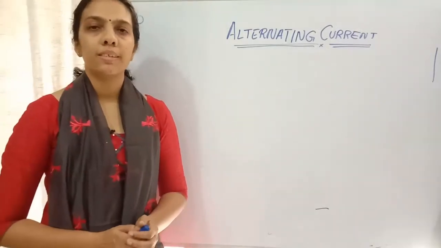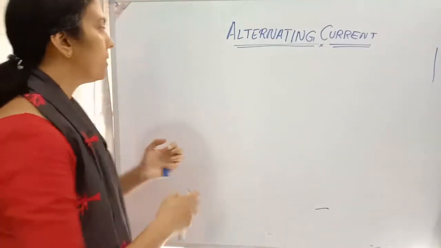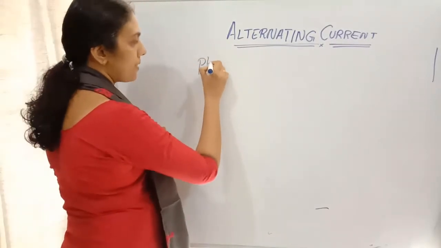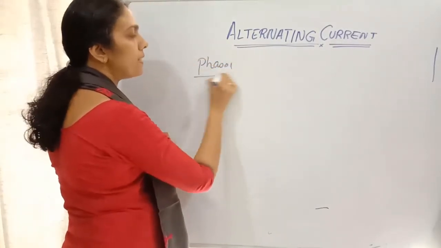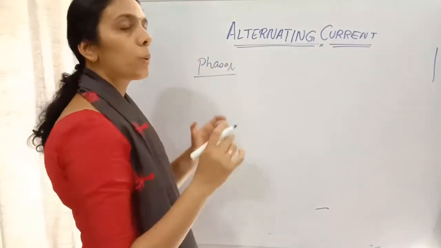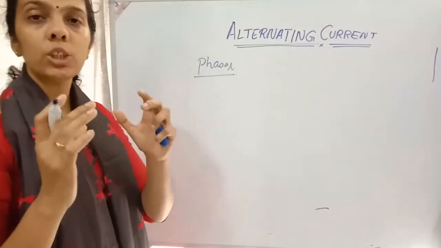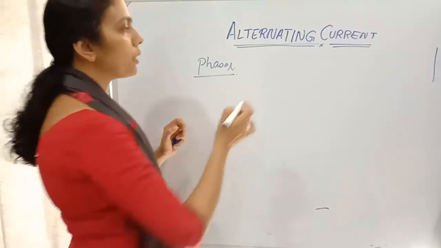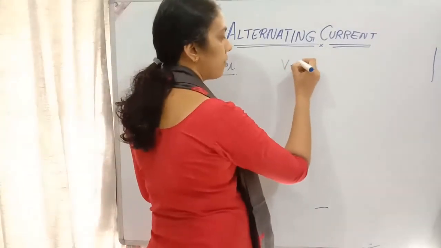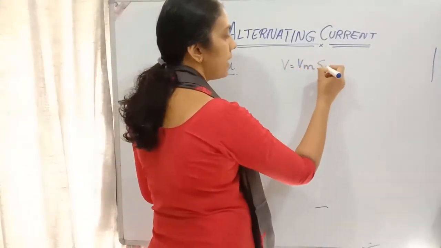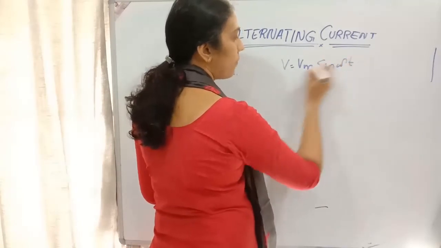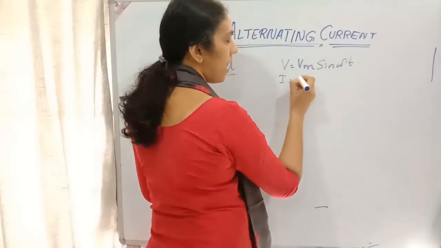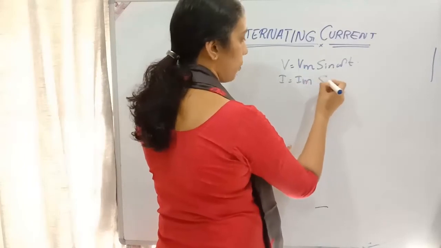Next, we are going to discuss the phasor. What is meant by a phasor? A phasor is a vector which is rotating with a velocity omega in the anti-clockwise direction. So we are going to represent the phasor diagram for voltage and current. V equals Vm sin omega t, and I got Im sin omega t.